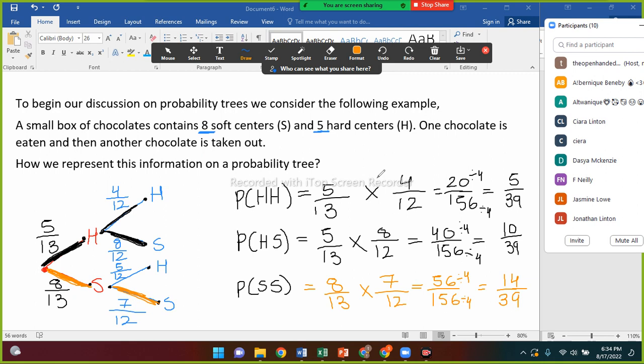Excuse me. Go ahead. Is it possible if we had it in heads and tails? Yeah, that could work. If you are tossing a coin twice, that could happen. That would be a way you could use this tree.